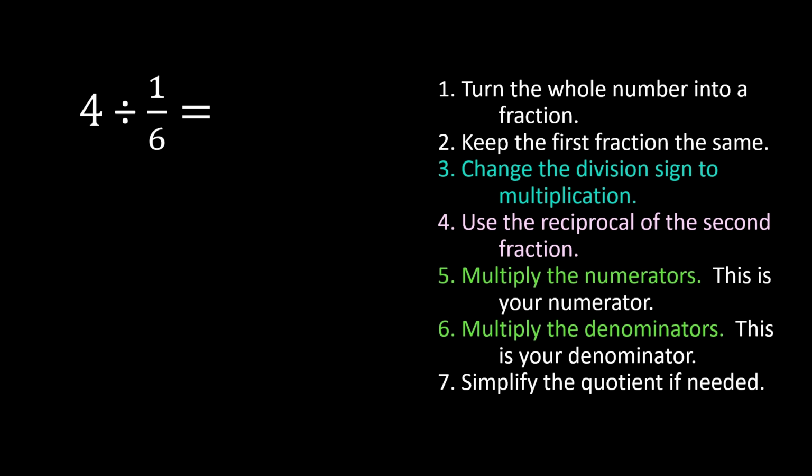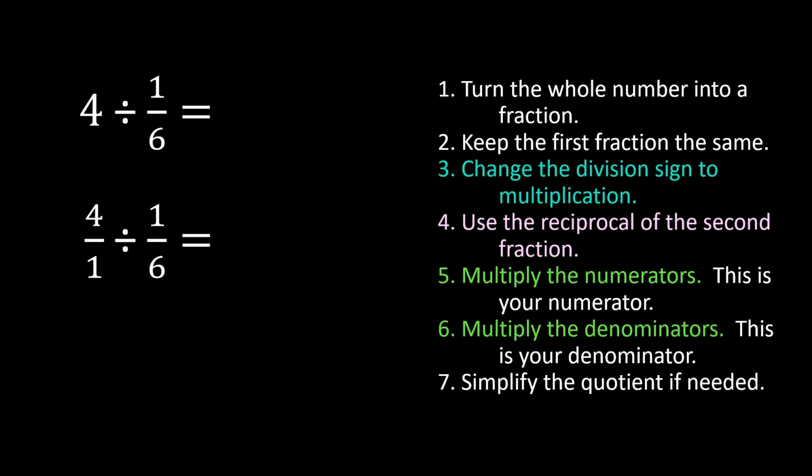In this example, we have 4 divided by 1/6. So we have a whole number divided by a unit fraction. And our first step is going to be to turn the whole number into a fraction. So 4 as a fraction is 4/1. And then I'm going to rewrite the rest of the problem exactly how it is. Because instead of 4 divided by 1/6, I'm now going to be doing 4/1 divided by 1/6.